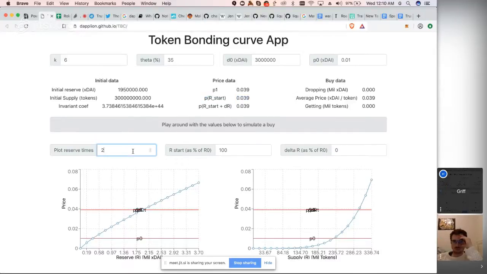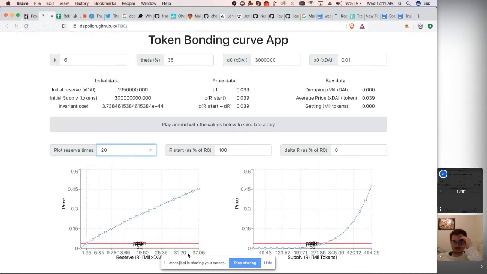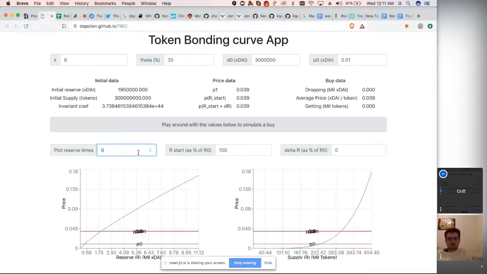So let's just go to this plot reserve times. This is basically how big do we want the reserve spectrum right here to be. So if we do 20, you can see the reserve goes 20x, right? If the reserve goes 1, this is basically the hatch curve. That's all it is. But 6 is good. This is 6x the reserve. So what's the price do? You're basically just choosing how big the chart is.